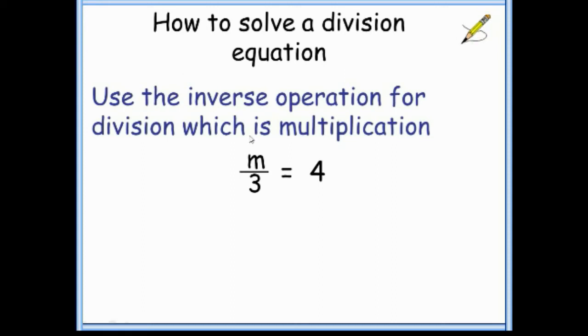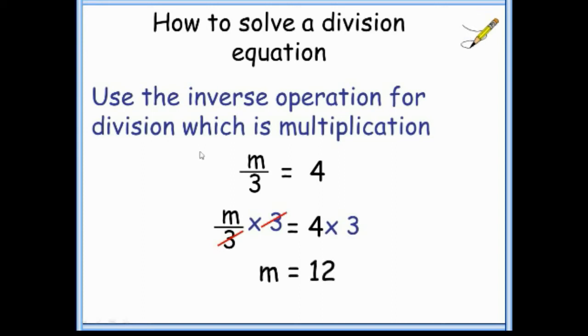This divided by 3 is giving me trouble. And I need to get rid of divided by 3. What is the opposite of divided by 3? Times by 3 both sides. So I'm gonna times both sides by 3. Top 3, bottom 3 cancel out. 4 times 3 equals 12. So m equals 12. So these are the 4 basic types of equation.